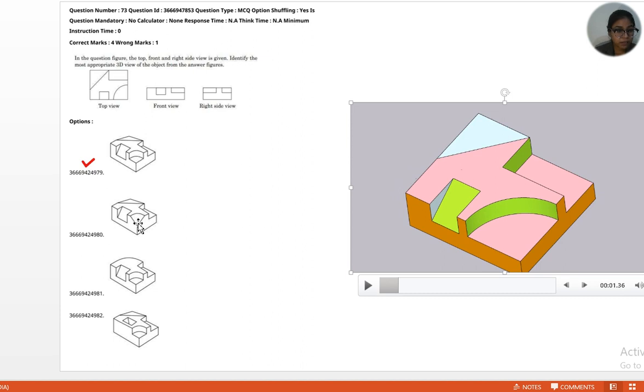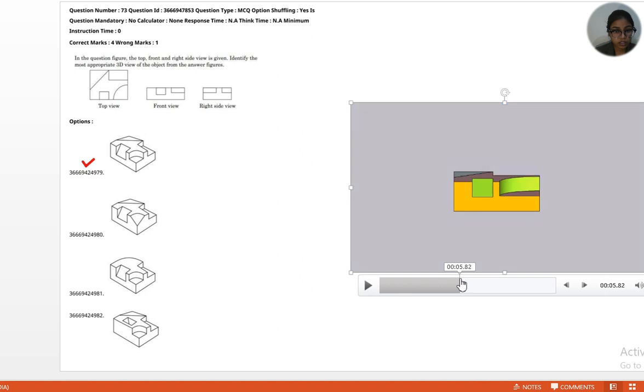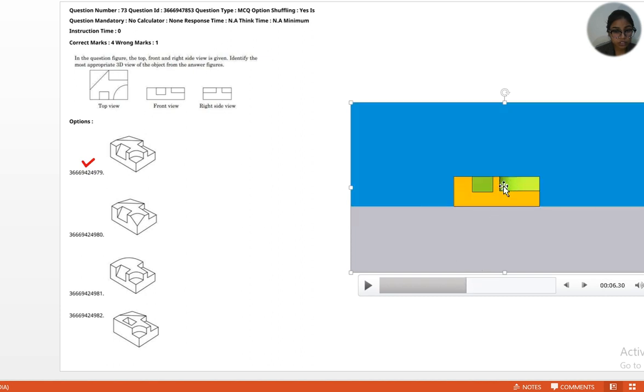And between A and B, there's a difference with this one. You can also identify it with your right side view. If you look at the right side elevation of this, you will see it somewhat like this, as we are seeing in the right side. But for this triangle, you will see a triangular type of cutout in the elevation. So that's why option A is your correct answer.